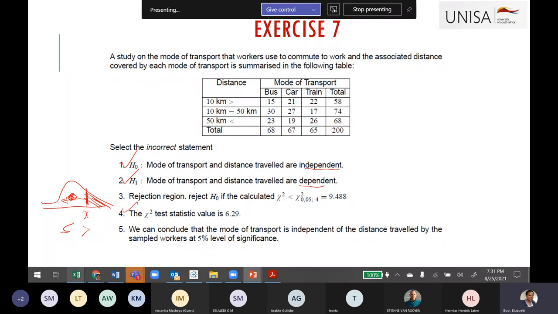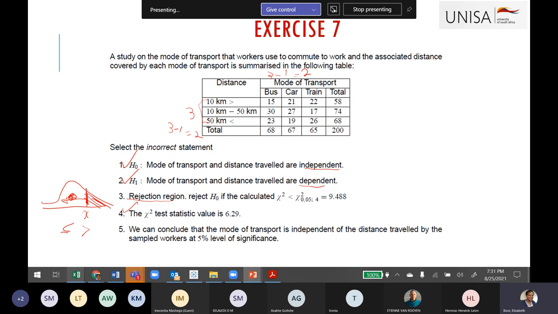Now, if my test statistic is that, I need to go find my region of rejection, which is my critical value. How many number of rows? There are three, so it means three minus one will be equal to two. How many number of columns? There are three, three minus one is equal to two. So two times two is four.